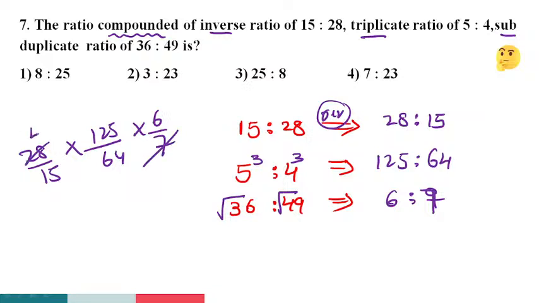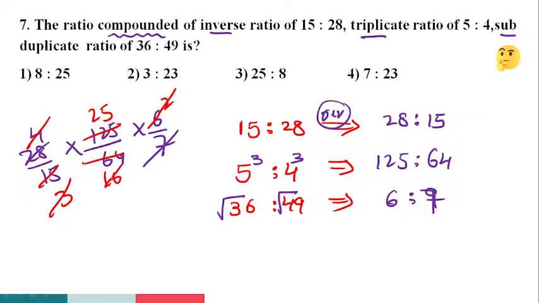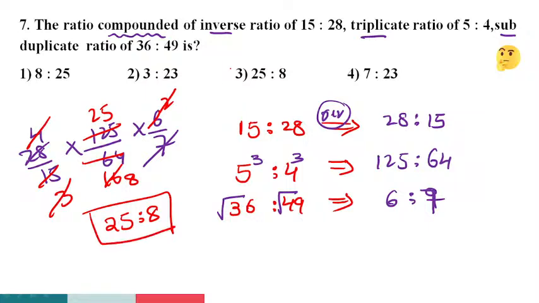7 fours are 28, guys. Next, 4 sixteens are 64. 5 threes are 15 and 5 25s are 125. So 3 ones are 3, 2 ones are 2, 2 eights are 16. Any cancellations here? No cancellation. So the numerator is how much? 25. The denominator is how much? 8, guys. 25 is to 8.